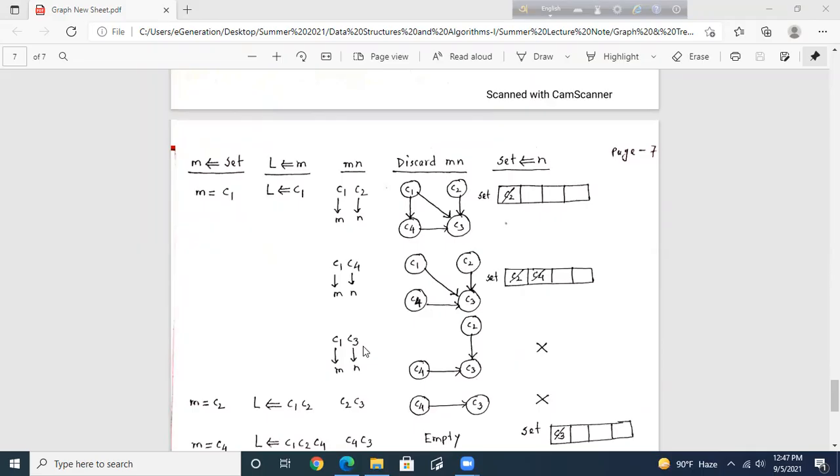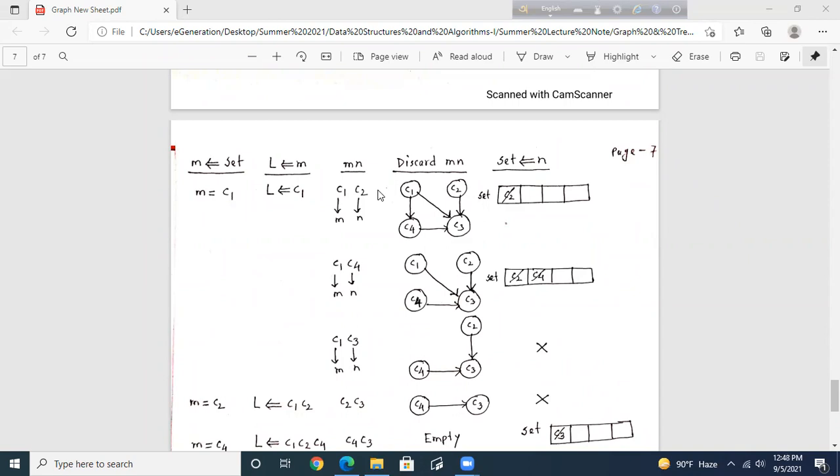So, dear student, here C1 to C2, C1 to C4, and C1 to C3. You can go from C1 to C2, from C1 to C4, from C1 to C3. Three vertices you can go to from C1. So now, dear student, here C1 to C2.